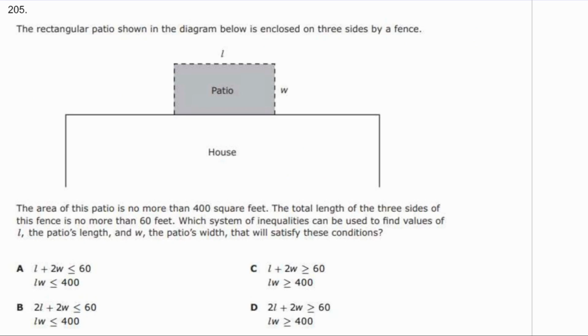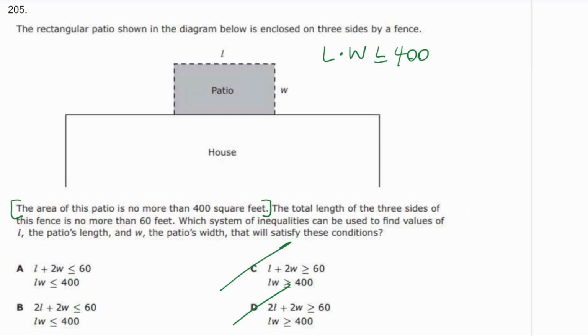Right, then 205, this one might be a little out of bounds for us. This is not exactly a linear system, but I thought it was good on a setup level, so I included it. So if the area of this patio is no more than 400 square feet, and we know we can find the area of the patio by multiplying length times width, so I'm going to say L times W, no more than, means it could be equal to, so that's going to be less than or equal to 400 square feet. So I'm looking for L times W is less than or equal to 400. So I'm eliminating these two answer choices.